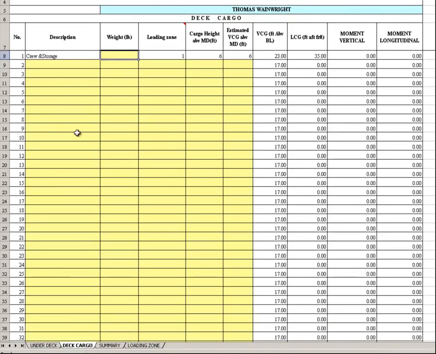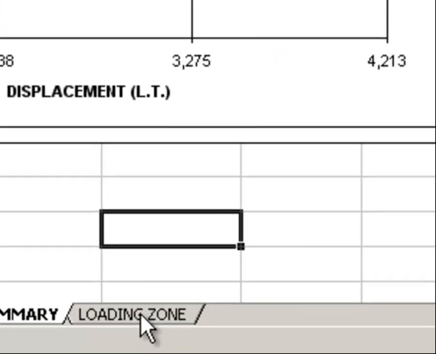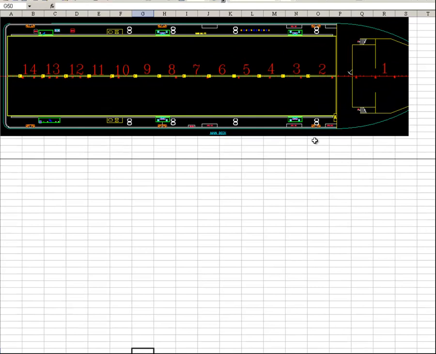Deck cargo sheet is where the captain can create a list of all deck cargo units including their weights and center of gravities. The third sheet is the summary of the load condition. Displacement, centers of gravity, trim, heel, drafts, and the maximum VCG curves will be shown, including any warnings that may exist. This worksheet is only to report the results and contains no active cells for entering information. The next sheet is the loading zone. The cargo deck is fairly divided to 14 different zones for convenience of the captain in recognizing the longitudinal location of each deck cargo unit.